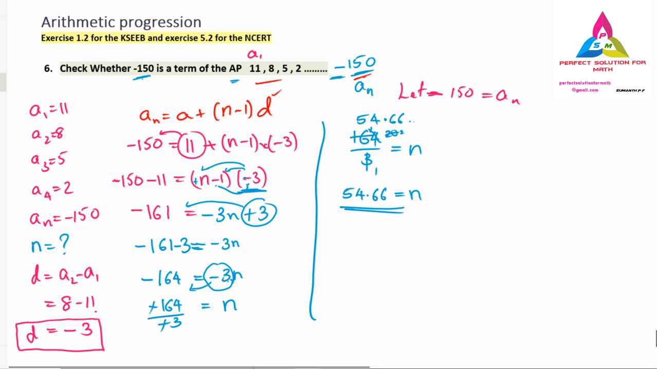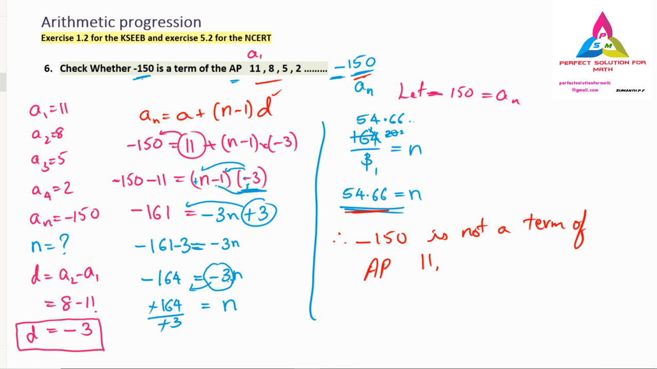So as I told earlier, if the n value becomes a fraction value, then taking that minus 150 as a term of that AP is not possible. Therefore we can say that minus 150 is not a term of the AP, that is 11, 8, 5 and so on, because here we got the n value as what? A point value. So it is not possible to have that minus 150 as a term of this given AP.